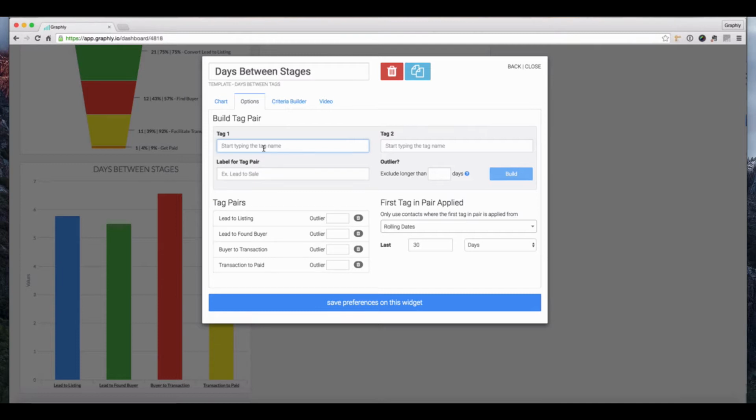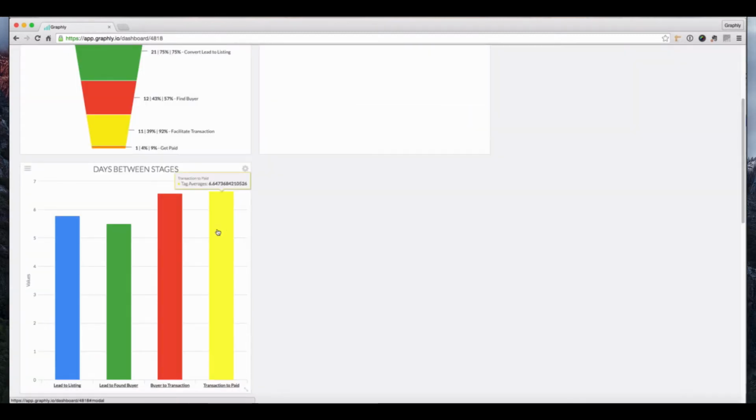I'll keep that in mind as we're going here, not to move too quickly before you see what's on my screen. But basically what I've done is I've created tag pairs. I call it lead to listing: from the seller lead, we converted it to a listing. How long does that take? From being a listing to finding a buyer, how long does that take? So what we're measuring down below is, on average, how long does it take us to get from step to step within our funnel?